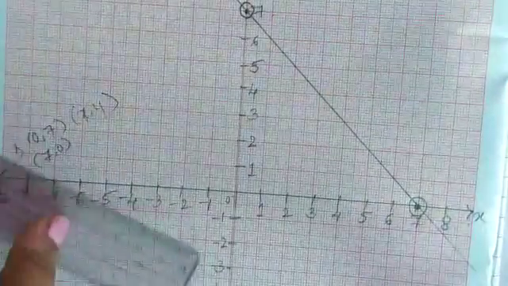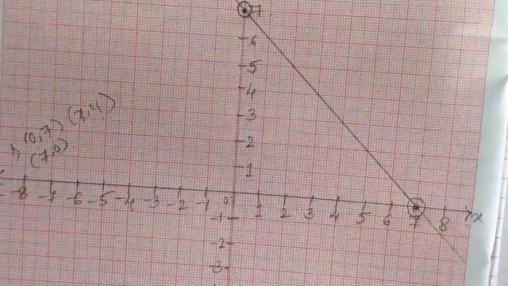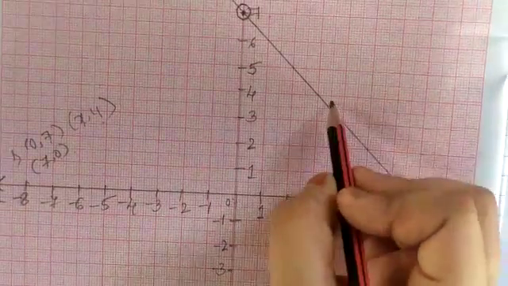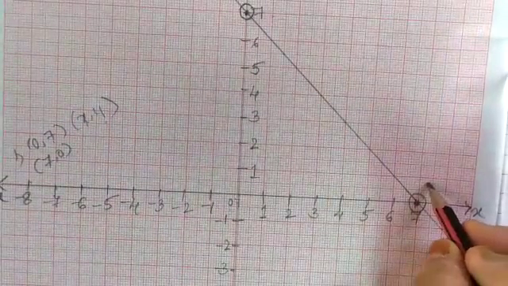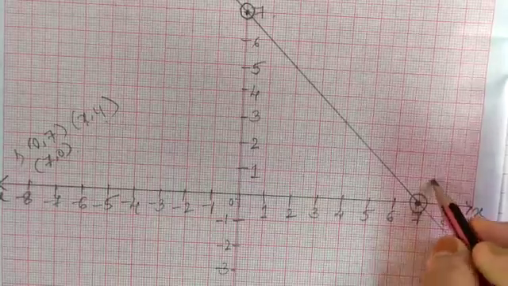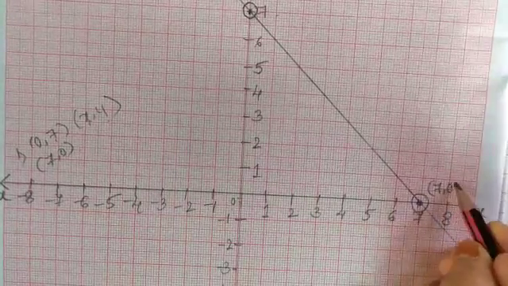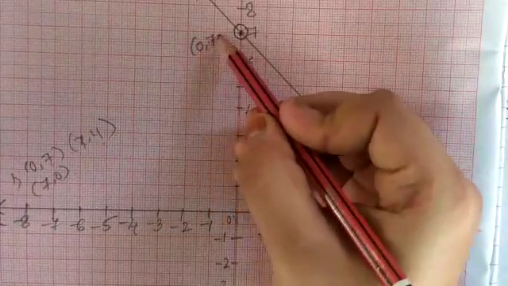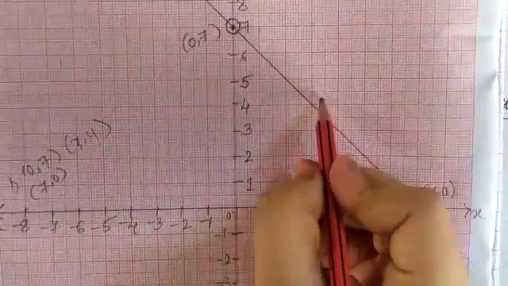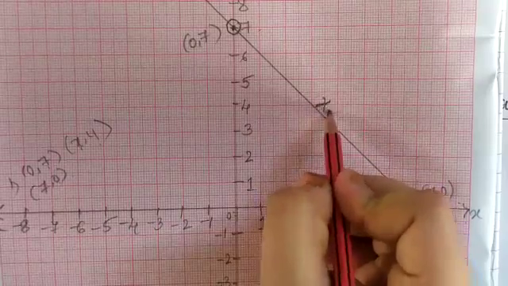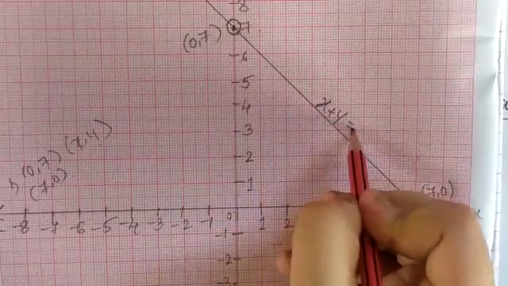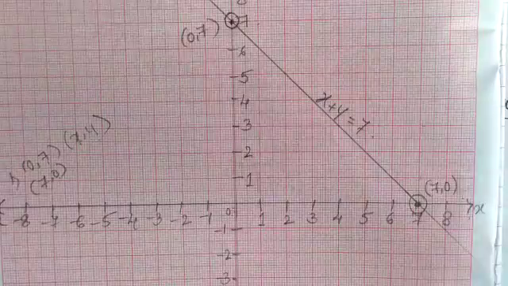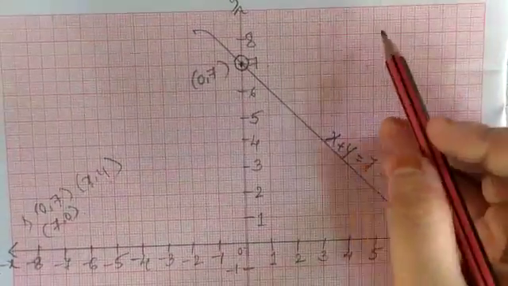Okay. So after drawing the straight line, you have to write the equation here. Here you have to write the points. So what is this point? This point is called (7, 0) and this point is called (0, 7), and after that you have to write the equation on this line: x + y = 7.